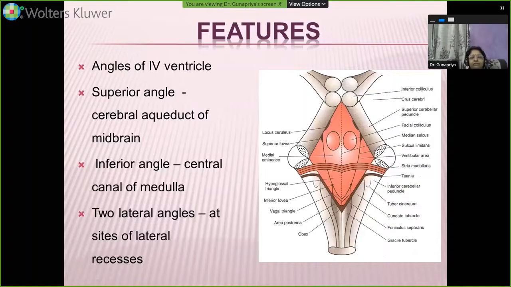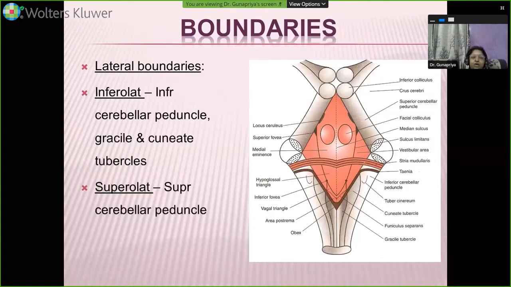To read it once again, the features: it has four angles. The superior angle is a site where the fourth ventricle cavity will continue as the cerebral aqueduct. The inferior angle is a site where it will continue with the central canal of medulla. At the lateral angles, it extends in the form of lateral recesses. A recess is nothing but an expansion or extension, like something having an extra fitting. Like that, the fourth ventricle has an extension of its cavity laterally at the lateral angles in the form of lateral recesses.